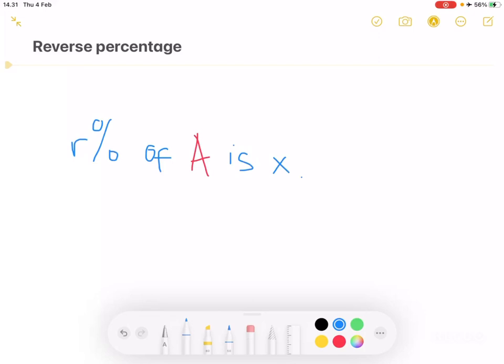And what you would do is just set up an equation in terms of R, A and X. So we have R% of A, which means R% times A is X. And you don't really need to remember the formula for this type of question. The main thing is you must understand what reverse percentage actually means. So remember, percentage can be written as a fraction over 100. So we can just rewrite that as follows.